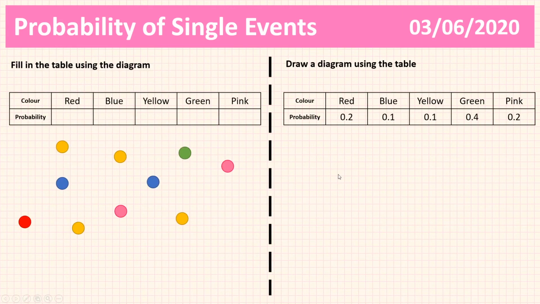Okay, so here's what I'd like you to do now: pause the video and answer these two questions. For the question on the left, all you are doing is looking at the diagram and trying to fill in the table accordingly. There are 10 counters here. On the right, you are making your own diagram from the information you are given. So pause the video and have a go at that, please.